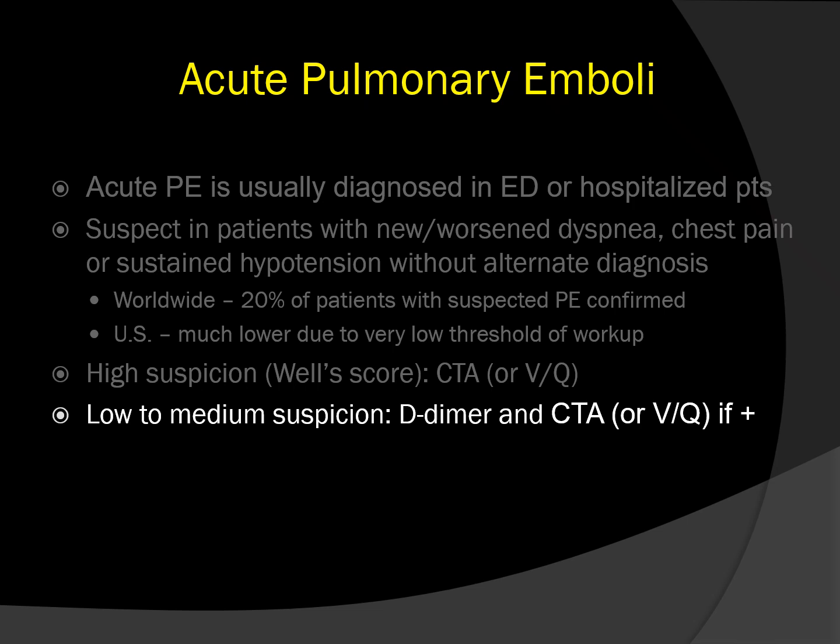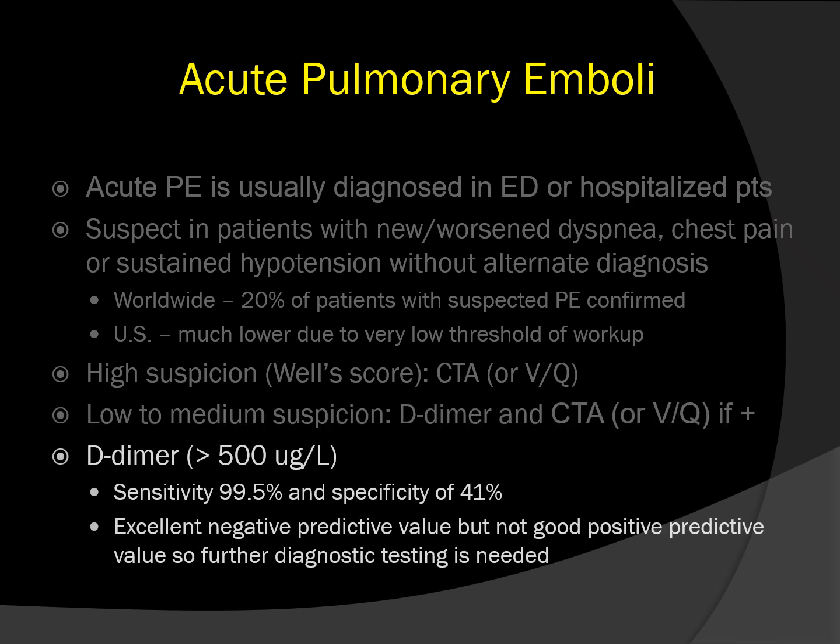So why are we so confident about not doing a VQ scan or CT scan in someone with a negative D-dimer? The sensitivity of a D-dimer at a threshold of 500 micrograms is 99.5%, although the specificity is lower. What that means is virtually all people with pulmonary emboli have a D-dimer over 500, so that a negative test under 500 has an excellent negative predictive value and can exclude the diagnosis with a high level of confidence.